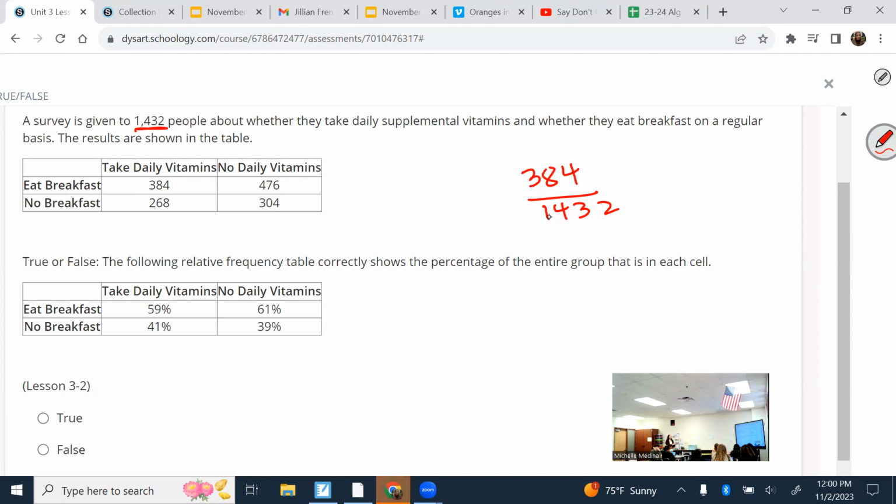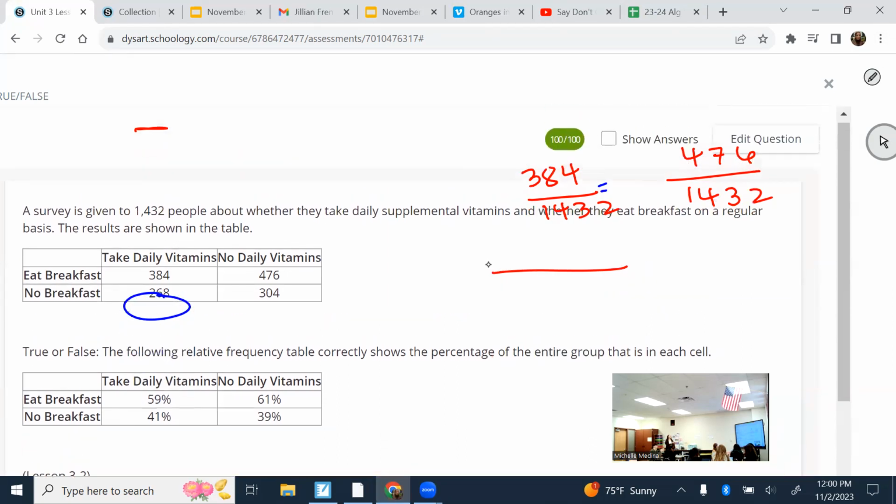So C, if I do 384 divided by that, do I get that percent? And then we'll check 476 divided by that. We'll check them all. But if it says of entire group, that sounds like of the whole survey. So let's see. 384 divided by 1432 is about 27%, which does that say 27% right here? No, so I'm gonna say false just based on that. Let's see if it's right. And it is.